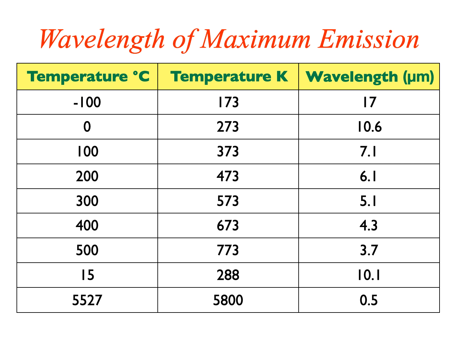And it continues to get shorter until we reach 500 degrees. It's now 3.7 micrometers. 15 degrees Celsius represents the average temperature of the Earth, or 288 Kelvin, and the wavelength of maximum emission from the Earth's surface and atmosphere is approximately 10.1 micrometers, in the long wavelength band.